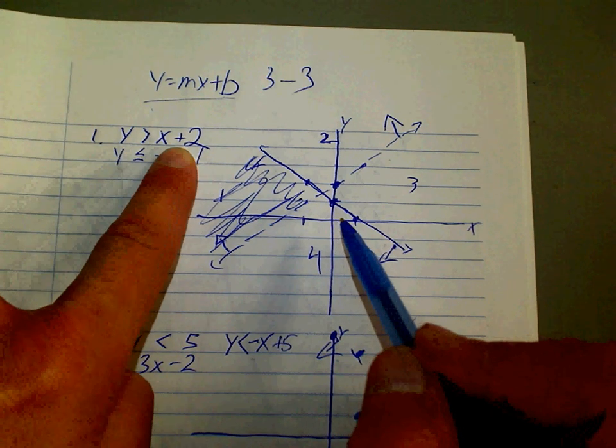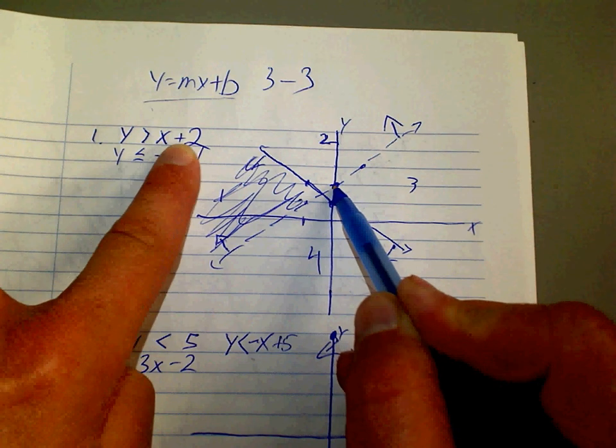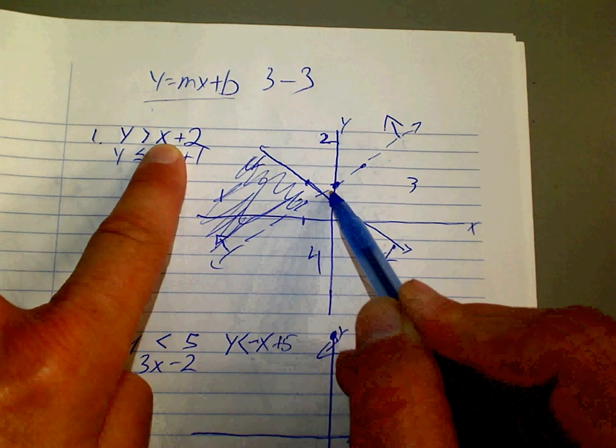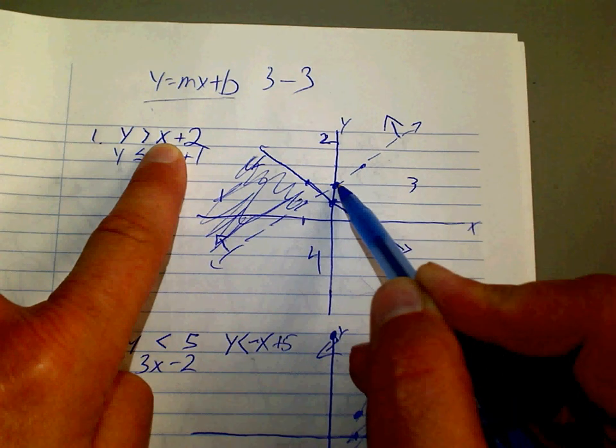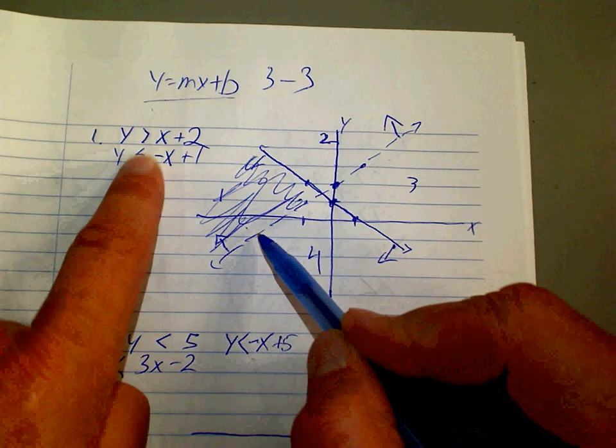Y greater than x plus 2. That's this dashed line right here. Y-intercept of 2, slope of 1. I know you can't, this is just a quick version of up 1 over 1. Dashed line, greater than, we would be shading above.